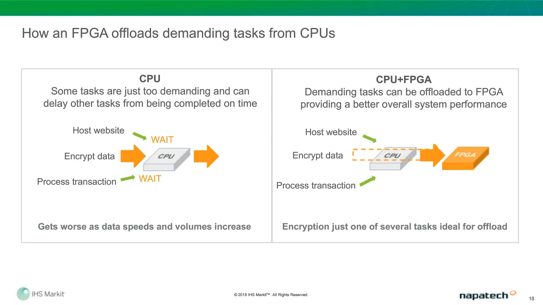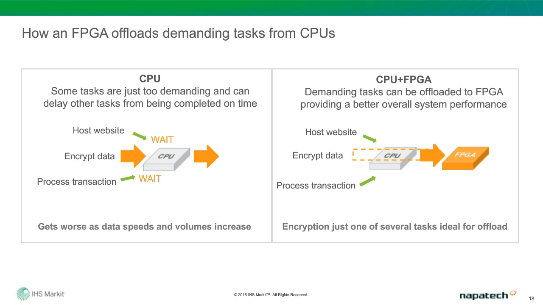So if you look at the way a CPU works, basically what it does is it divides its time between all of the different applications and processes that need to be run on it. So that could be hosting websites or processing e-commerce transactions or whatever it might be. But what happens is if you have a very heavy workload like encrypting data, which is very intensive, and for which a CPU isn't ideal, you're going to see a couple of things happening.